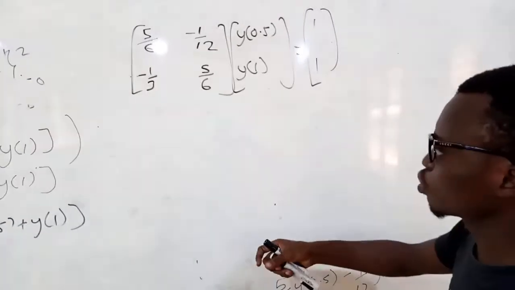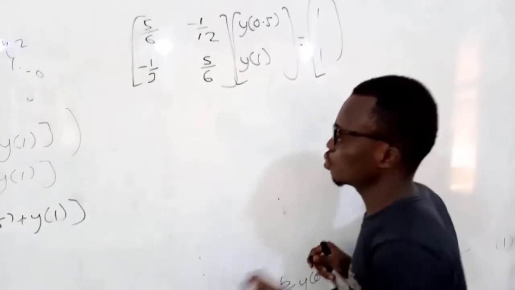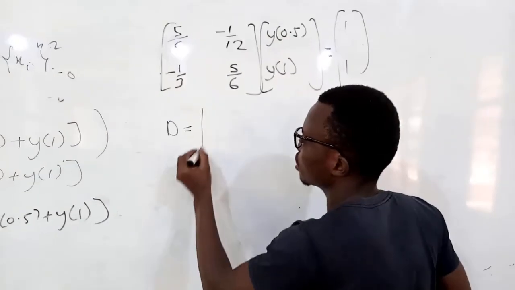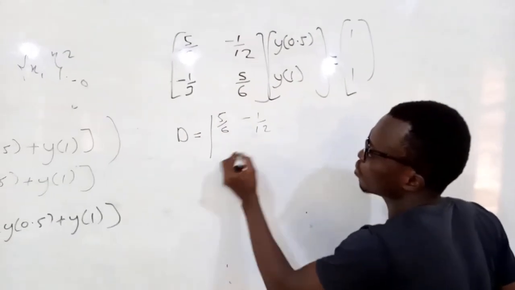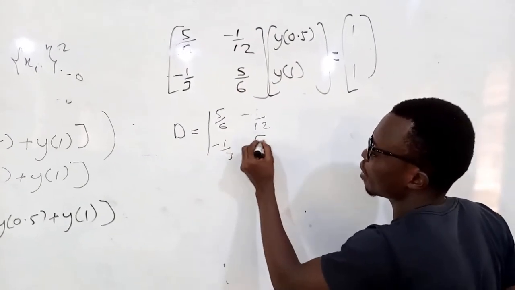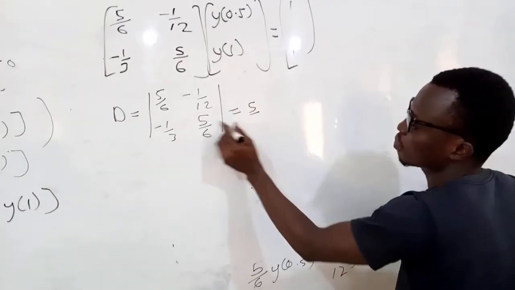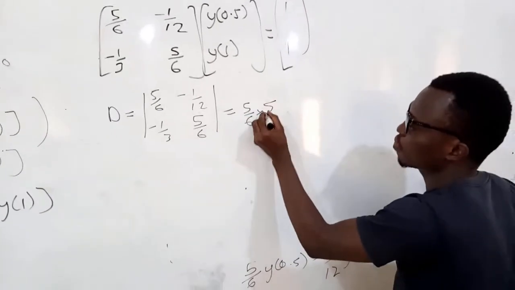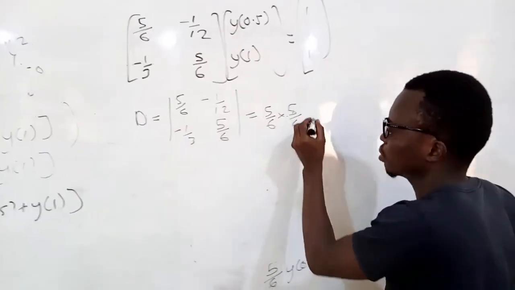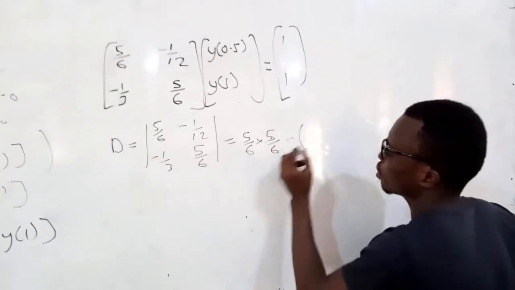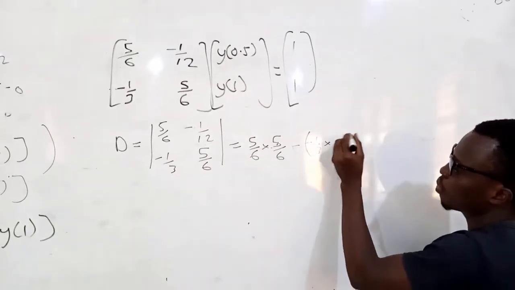Now, by Cramer's rule, you need to find the determinant of this matrix. So let D be equal to the determinant of 5 out of 6, then minus 1 out of 12, then minus 1 out of 3, 5 out of 6. This is the same as 5 over 6 times 5 over 6, then minus into bracket minus 1 out of 3 times minus 1 out of 12.